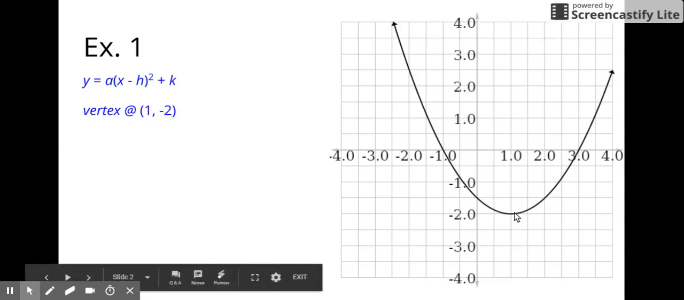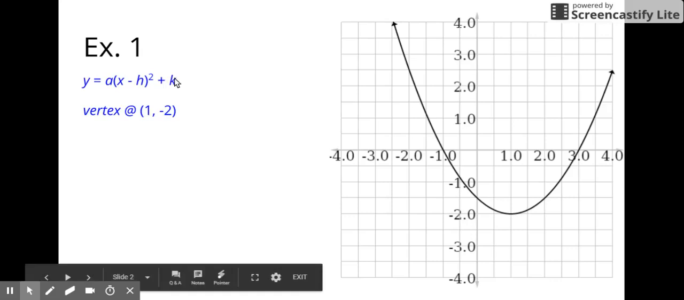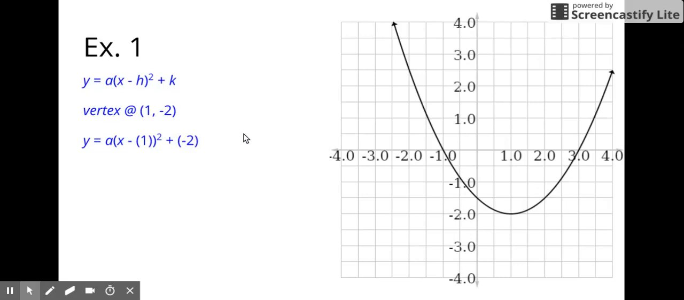So in this case, it's at (1, negative 2). So we're going to substitute that into vertex form because we know that (h, k) is the vertex. So that's where 1 is h and negative 2 is k.